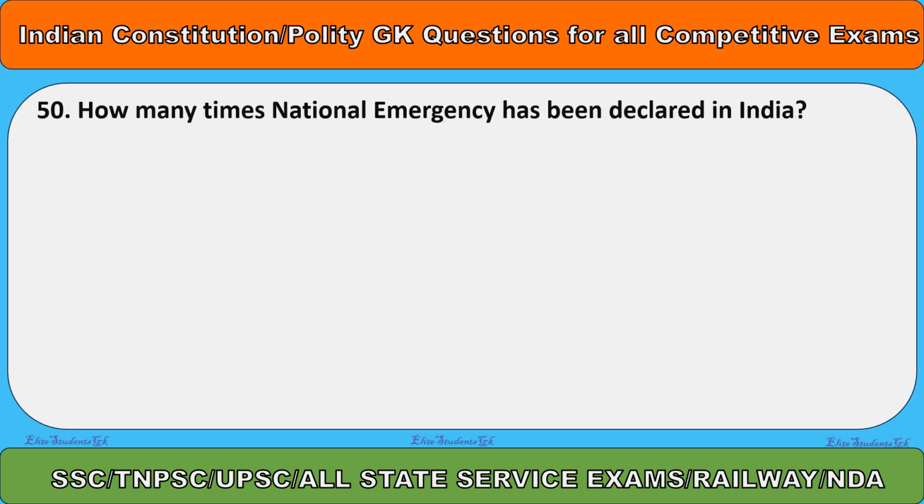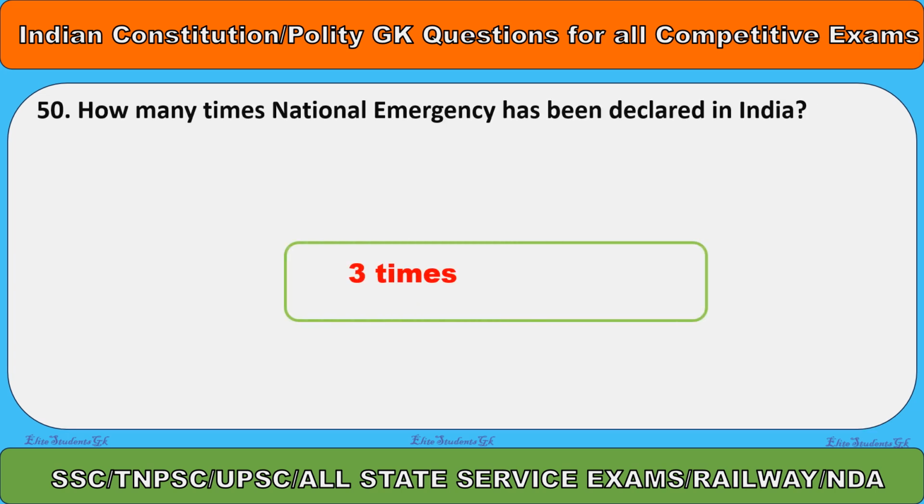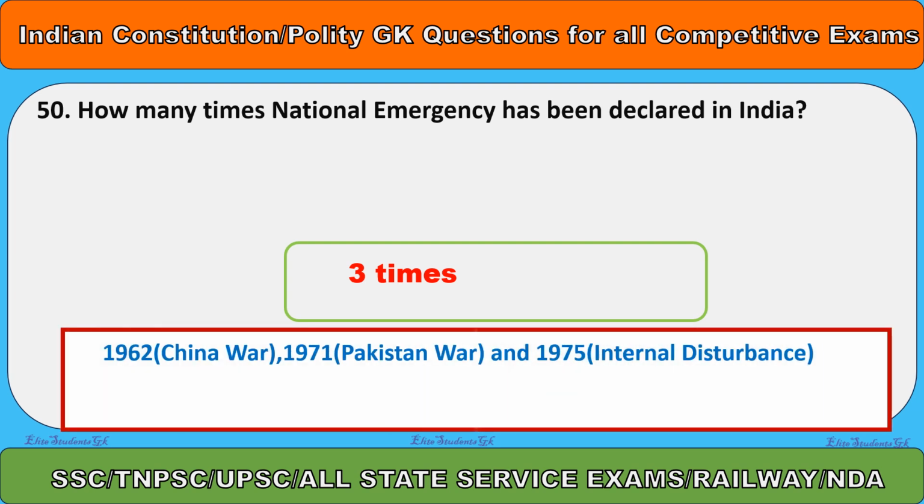How many times has a national emergency been declared in India? Three times: in 1962 during the China War, in 1971 during the Pakistan War, and in 1975 during internal disturbance.